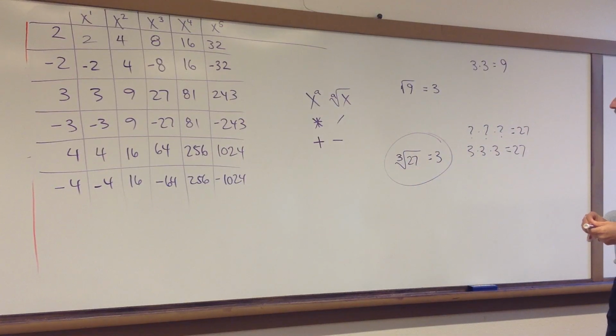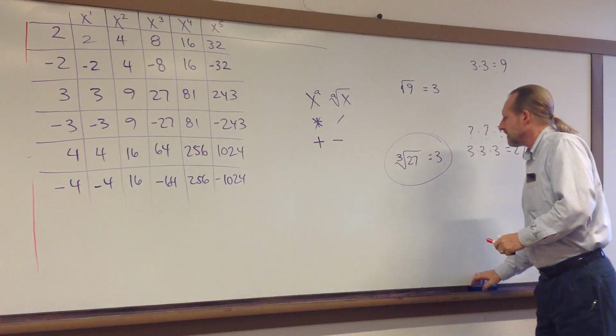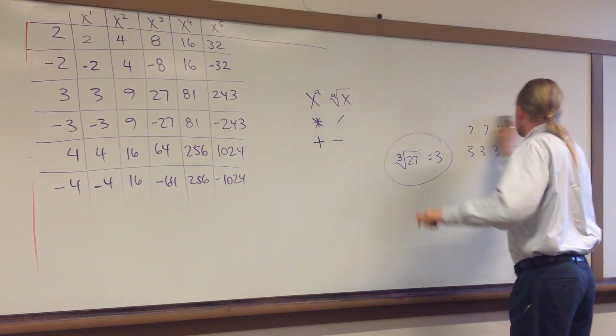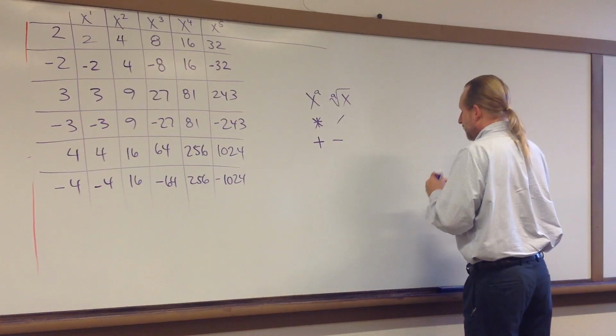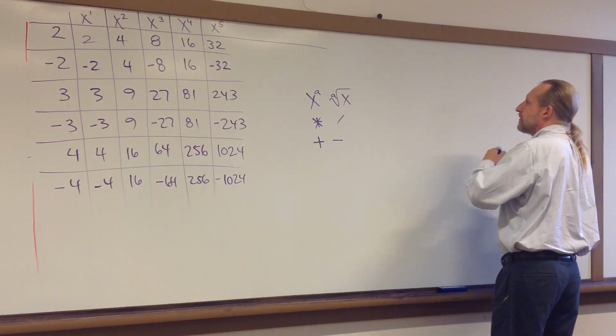Okay? Let's do something a little bit different here. Let's get away from using 3 all the time. Let's talk about the 5th root of 32.